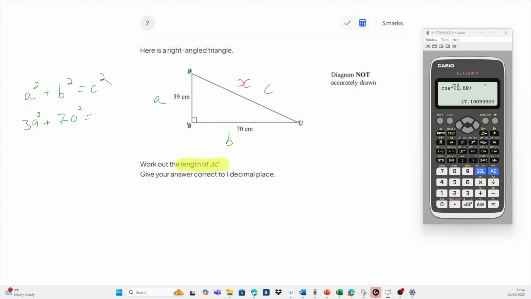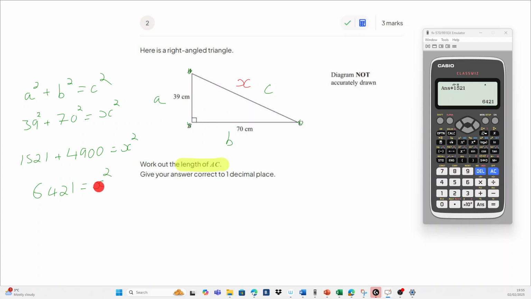I've called C x, so just put it in as x squared. Now 39 squared is equal to whatever that's equal to. So 39 squared gives you 1521. So 1521. Add 70 squared gives you whatever it gives you. 70 squared is equal to 4,900. And that is equal to x squared. Add these parts here together. We're just simplifying now. So add this to 1521 and we get 6421 is equal to x squared.